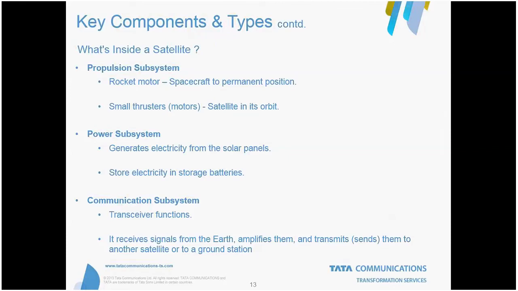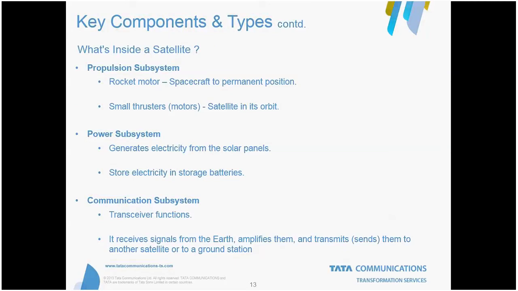Now, propulsion subsystem. The important one. Due to solar, magnetic and gravitational forces, satellite tends to move away from the Earth. What happens? It's this propulsion subsystem. It's basically a rocket motor. What it does is it puts the satellite back in the assigned orbit. And there are small thrusters, which help the satellite be placed in the exact location.